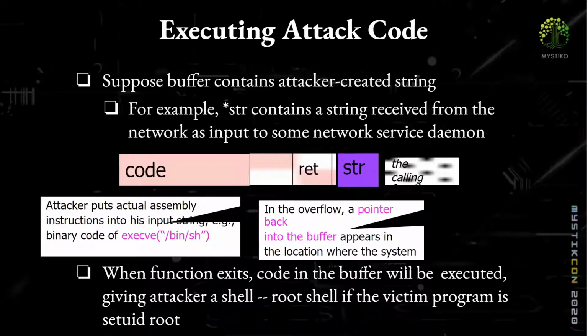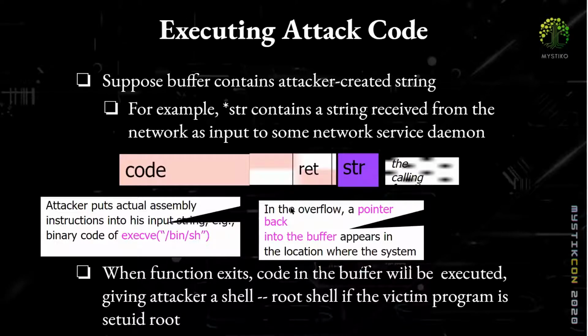Now, executing the attack code. Suppose the buffer contains an attacker-created string. For example, *str contains a string that is received from the network as input to some network service daemon. You see the code in here, and then the return address pointer here, and str gives the arguments. The attacker puts actual assembly instructions into the input string that is sent to the network. For example, say, the binary code of execv /bin/sh.